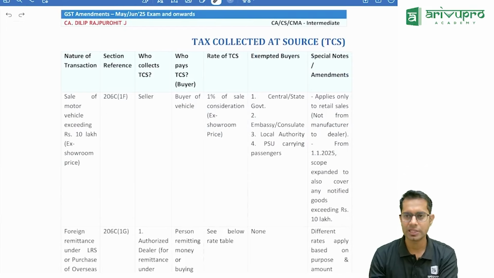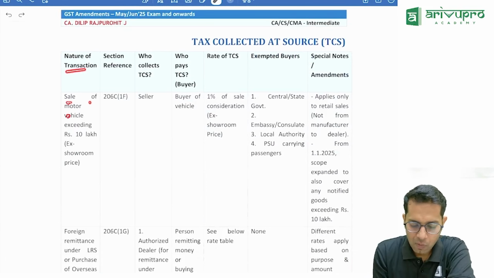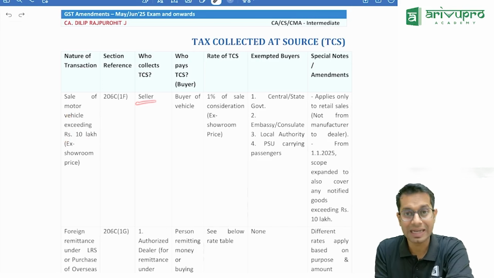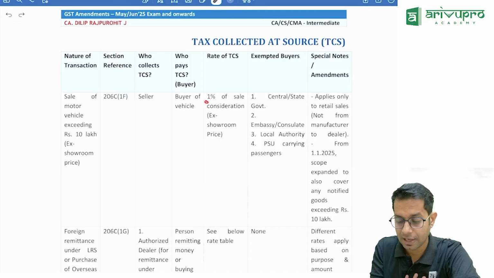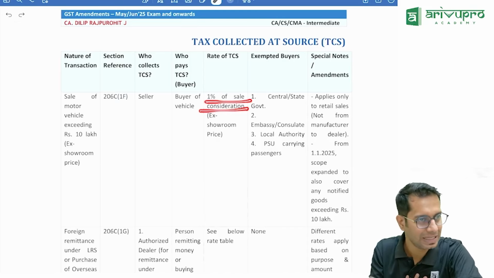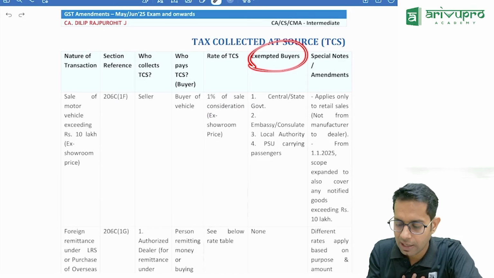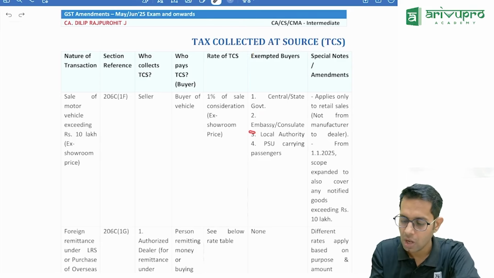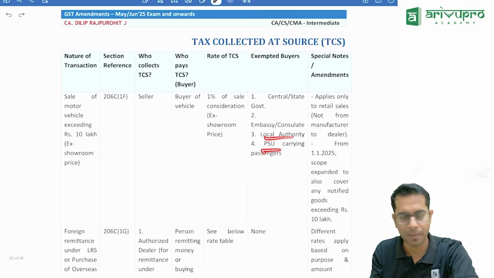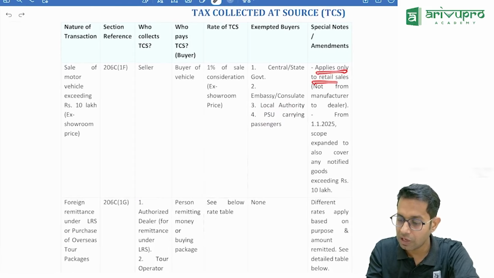Under TCS also there is a small change in rates. Sale of a motor vehicle whose value is more than 10 lakh rupees. Who has to collect the taxes? The seller from the buyer. At what rate? 1% of the sale consideration, whatever the sale price is. Now, who is exempted? If the person buying the car is the central government or state government, or an embassy, local authority or public sector undertaking. And this applies only for retail sale.